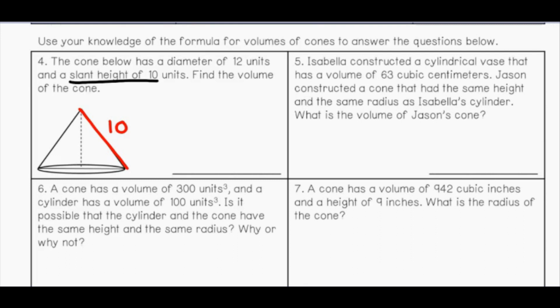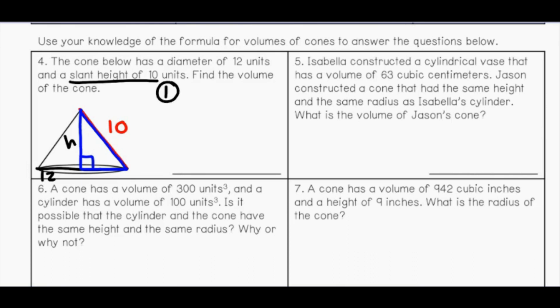We also are given that the diameter is 12. But what we need is to find out how to get this height, because now the height is missing and we need to know the height in order for us to find the volume of the cone. Well, what if I connected all three of these points here? Here's the height, half of the diameter, and here's your slant height. What did you just form? A right triangle. So we can perform the Pythagorean theorem in order to find our missing height.